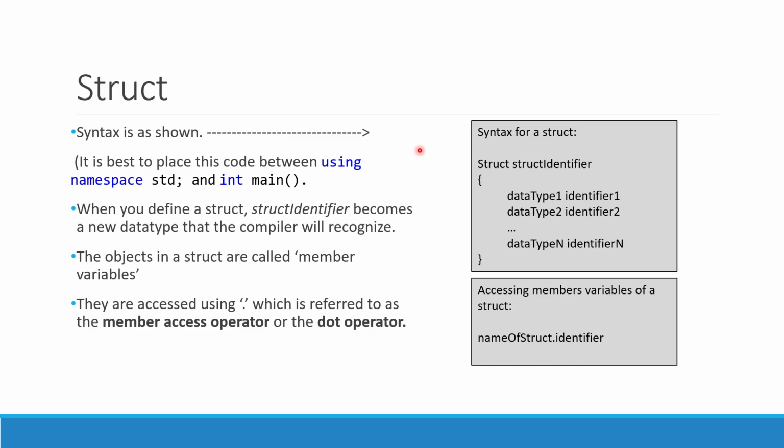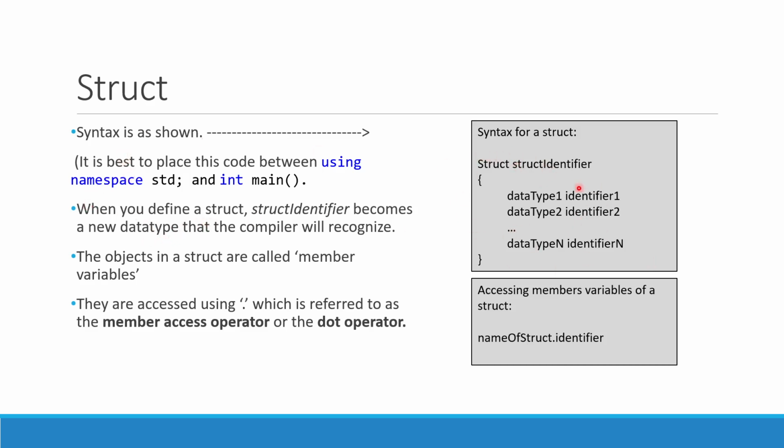The syntax for a struct is shown like this. You need the keyword struct. You need a struct identifier, which is pretty much the name of the struct that we're creating. And now we can assign multiple data types to the struct. So you see we have data type 1, data type 2, identifier 1, identifier 2, all the way to identifier n. We can have as many members as we want in the struct, okay? And they can be data types of anything we want, okay?